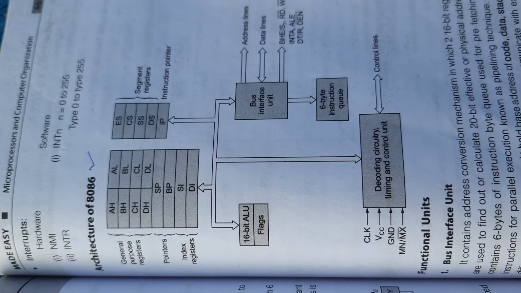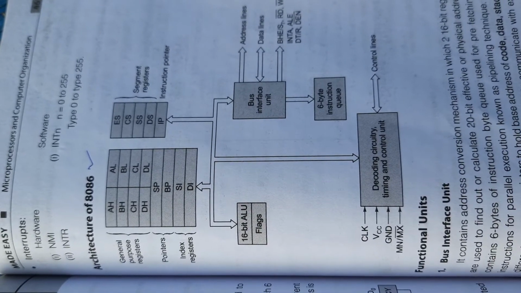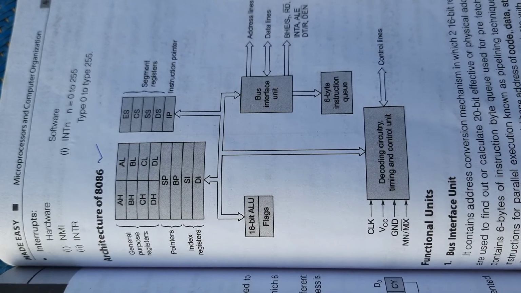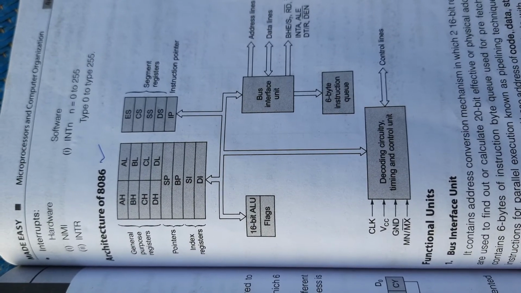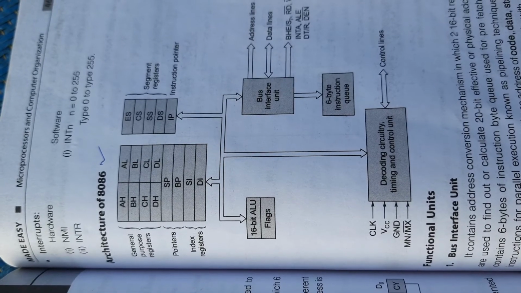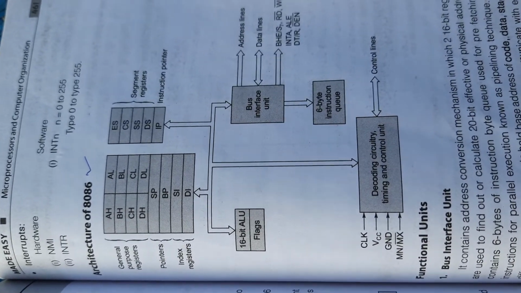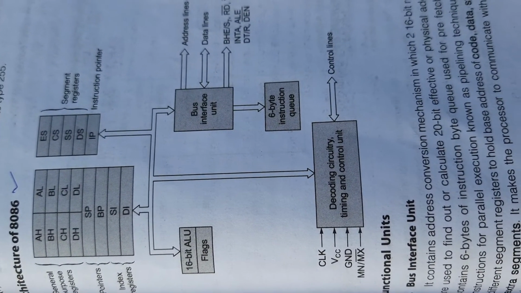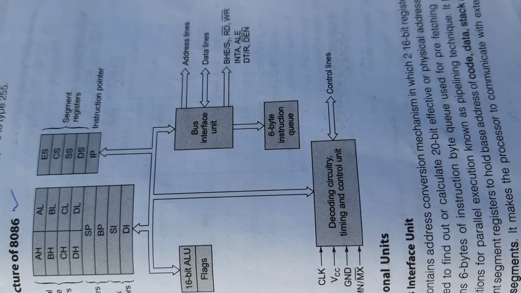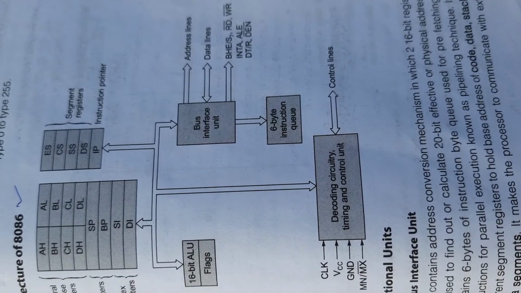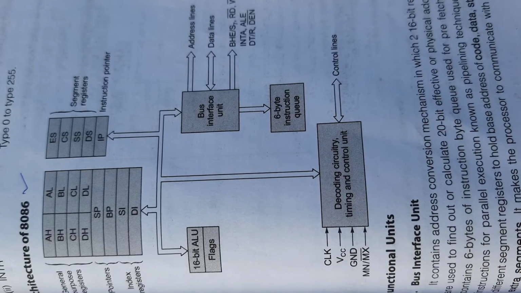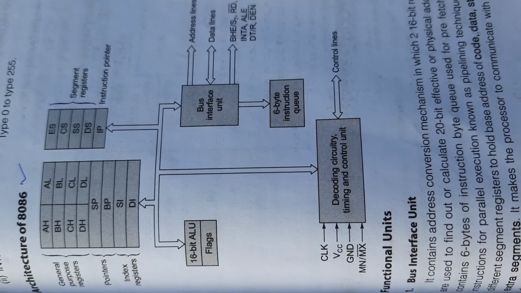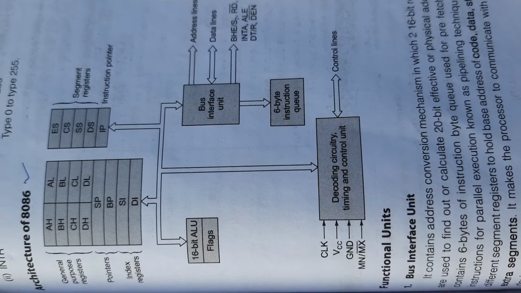So you see the detailed and descriptive architecture of the 8086 microprocessor. So you see in that architecture, there are general purpose registers, pointer and index registers, then segment registers, instruction pointer, then 16-bit ALU and flags, then bus interface unit, then address lines, data lines, then decoding circuit, timing and control unit, that is control lines. There is clock, VCC, ground, and your mode, so control signal mode.